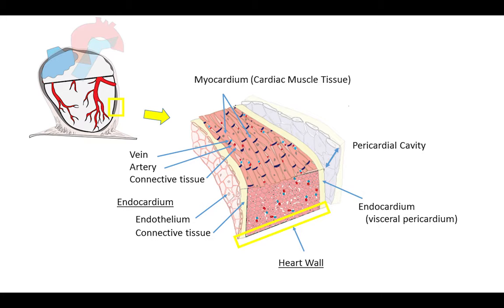This thin, smooth layer of cells can be thought of as a Teflon that reduces friction, which decreases coagulability of the blood, which allows for the pumping of the blood without causing any problems.